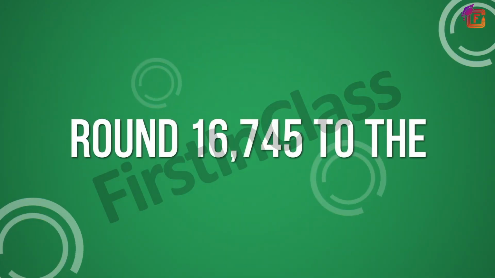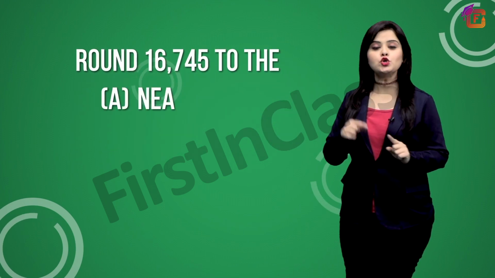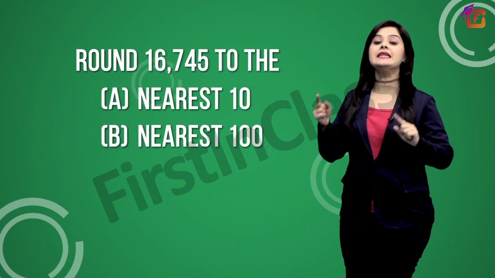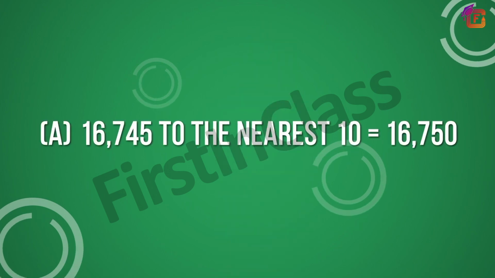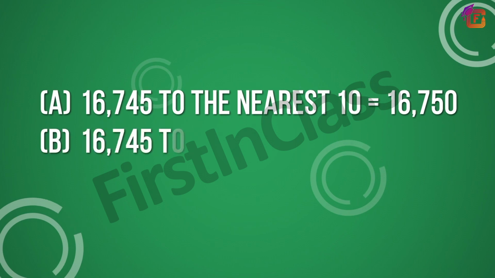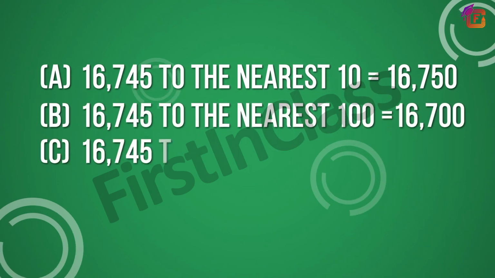Yes. So today we have learned how to round numbers to the nearest 100 and 1,000. Let us practice some questions now. Round 16,745 to the nearest A, 10, B, nearest 100 and C, nearest 1,000. Yes, you're correct. If you got your answers as 16,750, 16,700 and 17,000, I hope that you have understood estimation really well.